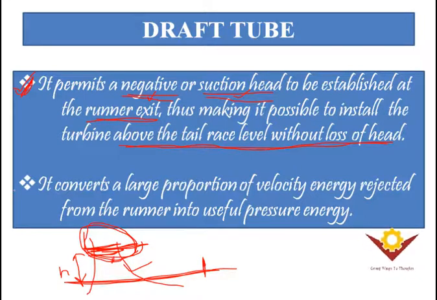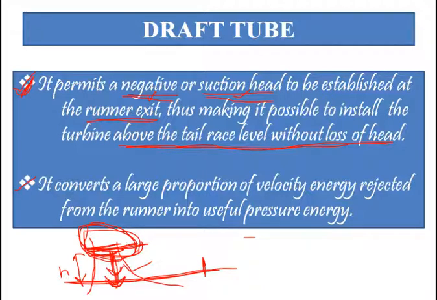And coming to the next point, it converts a large portion of the velocity energy rejected from the runner into useful pressure energy. After the runner exit, without the draft tube, the fluid will fall directly into the tail race, right? But if you place the draft tube, then the kinetic energy of the fluid falling directly into the tail race will be converted into pressure energy by using this draft tube.